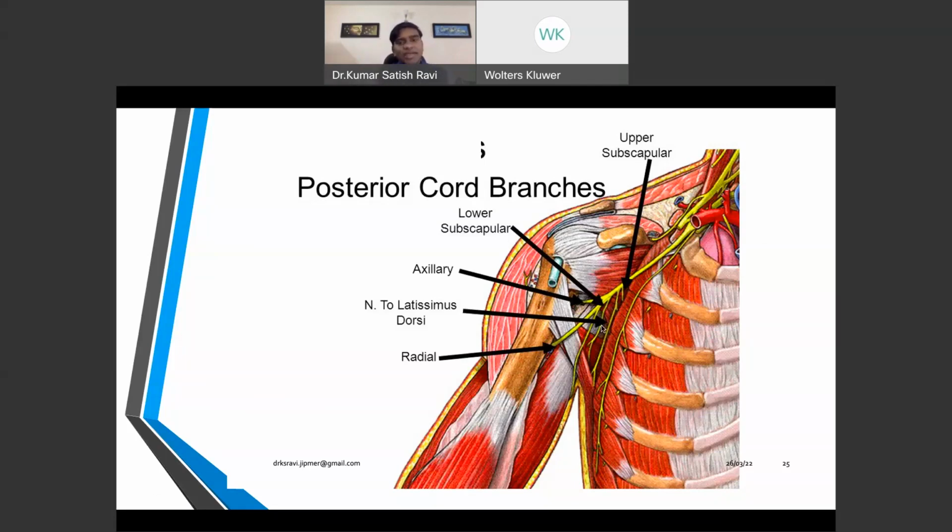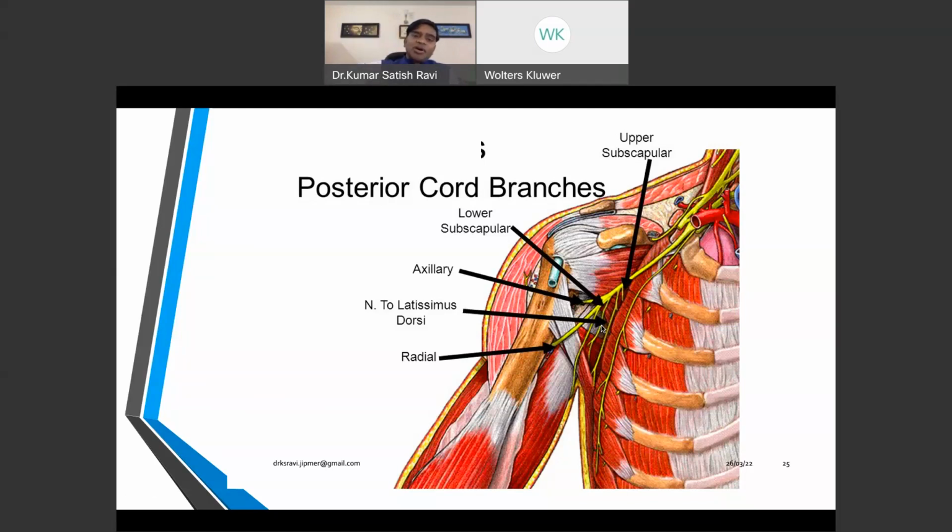So what I wanted to say, as I said, is that all the branches of the lateral cord of the brachial plexus will have root values C5, C6, and C7. Similarly, all the branches of the medial cord of the brachial plexus will have root value C8 and T1, except the ulnar nerve, where you have the additional fibers of C7. So the ulnar nerve will have root value C7, C8, and T1.